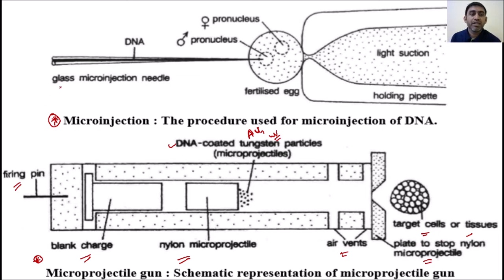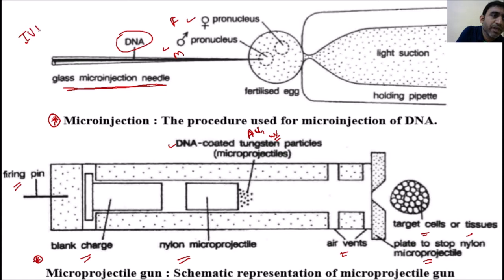And this is the glass microinjection needle. Here is the DNA pronucleus; the pronucleus of the female and the pronucleus of the male, that is, sperm, are injected into the egg cell with the help of this micro needle. You already saw this in IVF, in vitro fertilization, because these things happen in glass. I told you, in vitro means glass, in vivo means body. So remember this.